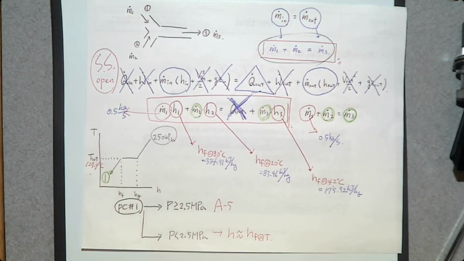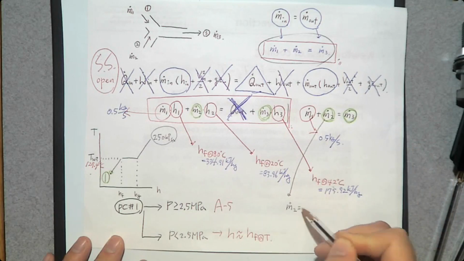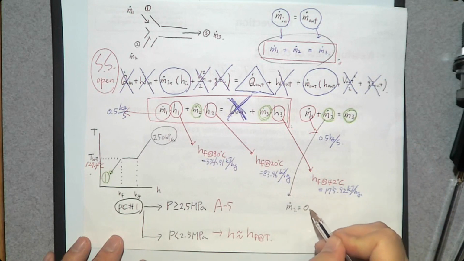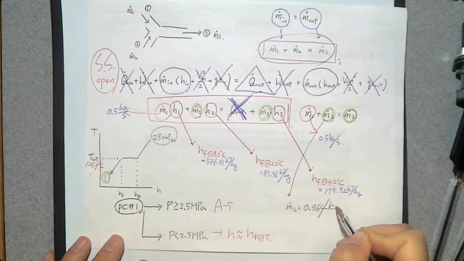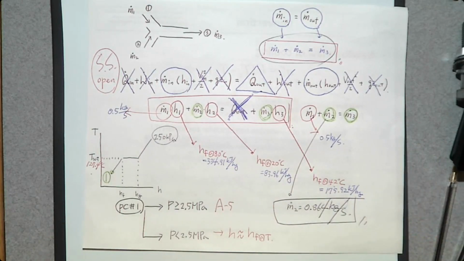How many equations do we have? 2. How many unknowns do we have? 2. Can you solve it? Yes. Then what do we need to determine? We need to determine the mass flow rate of the cold water stream. So that is m dot 2. So from this, m dot 2 is going to be 0.864 kilogram per second. So that's how you solve this problem.